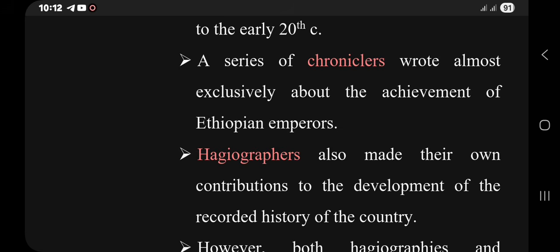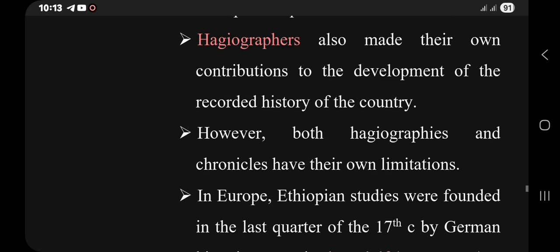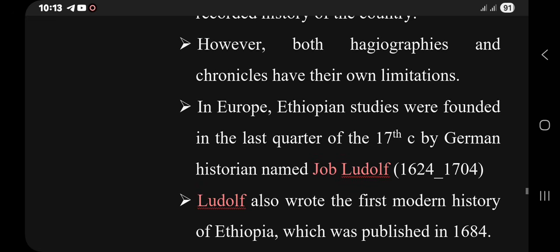These are a basis for the writing of Ethiopian history. However, both hagiography and chronicle have their own problems in writing history, but they are still used as a basis for the writing of Ethiopian history. So now you are going to ask: when did modern Ethiopian study start?